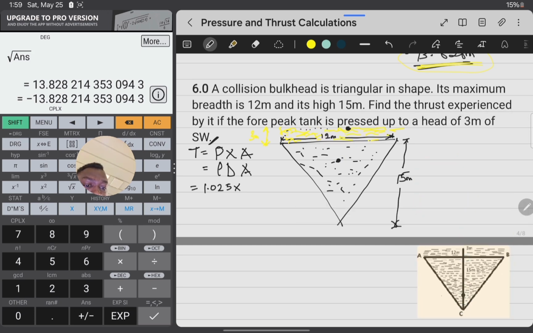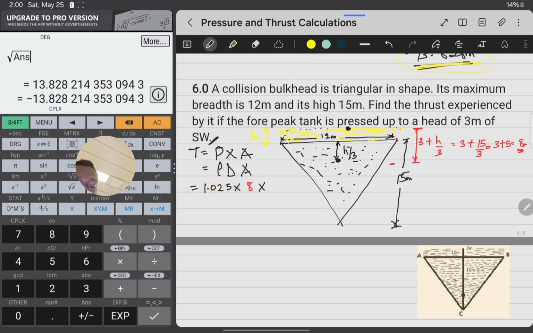From the base to the centroid is always h/3, so from the surface down to the centroid is 3 plus h/3. From here to here is 3, and from here to here is h/3. With h being 15 divided by 3, that's 3 plus 5, which is 8 meters. So the depth is 8.